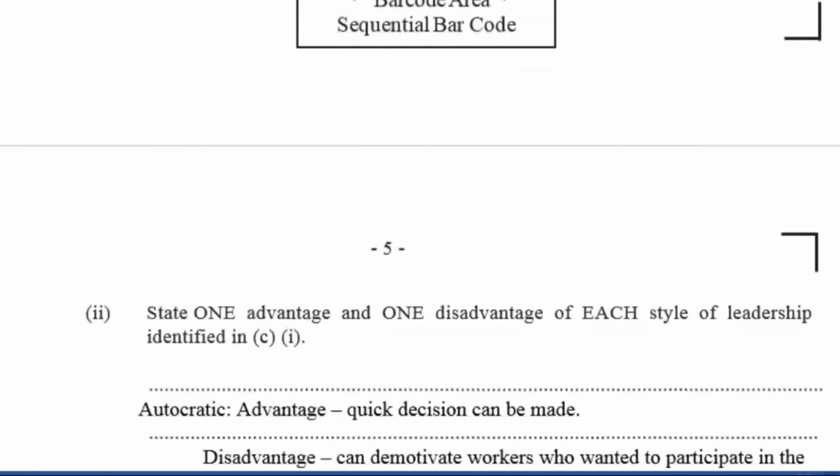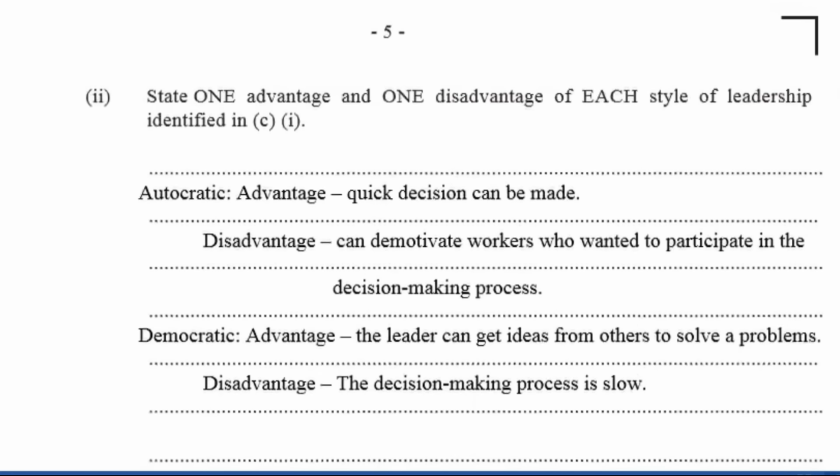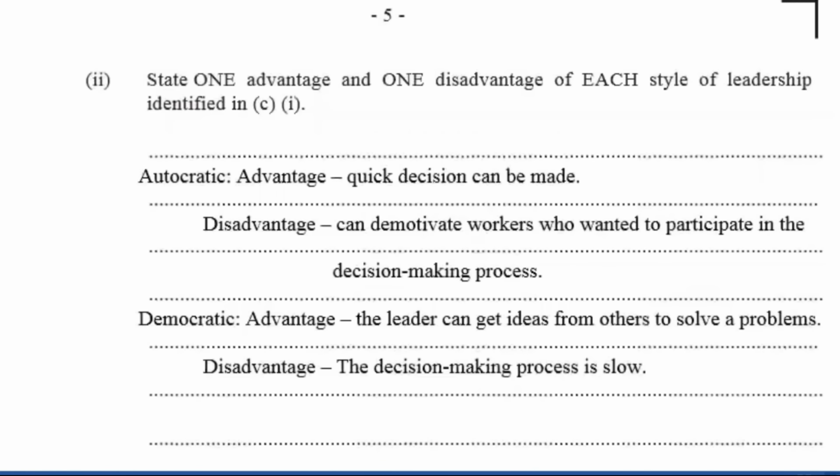All right, so let's look at it. The autocratic leadership style, an advantage is that quick decisions can be made. And why do we say this? Because the autocratic leader will not consult anyone. And so he's the only one making the decision. And so the decision making process will be quick.